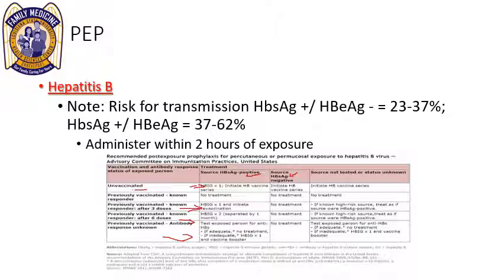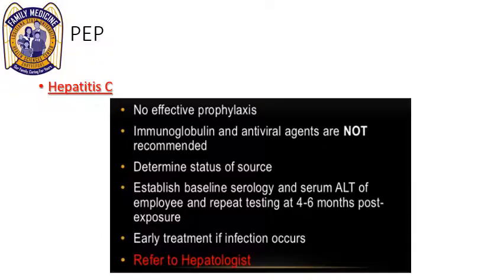If the source is not tested or status is unknown, but they've been vaccinated, it's no treatment. So remember, it's either I've been vaccinated, I'm fine, I know my titers are fine, I don't get a treatment, but if I'm not vaccinated or I'm a non-responder, I probably will need to get my immunoglobulin. So rounding out hepatitis C, there is no effective prophylaxis. Immunoglobulin and antiviral agents are not recommended. You have to determine the source, and you need to make sure that you're doing repeat testing, because there is a chance that you will not contract this.